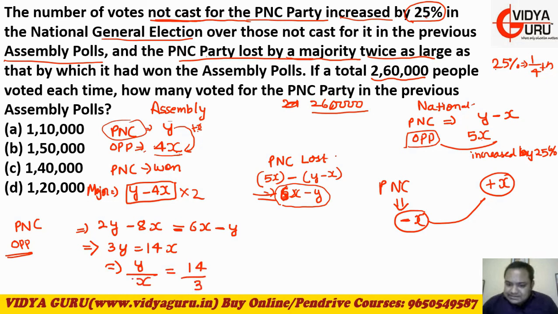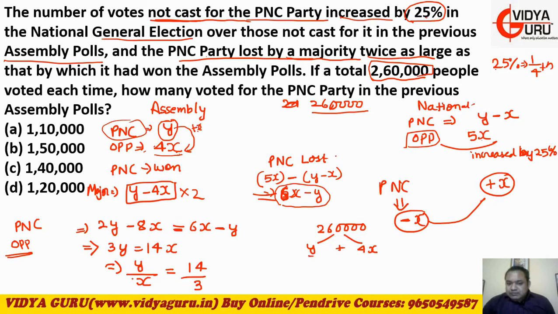Now here lies the beauty of this approach. Consider first election. In first election, this party has got y votes, the other party had got 4x votes. Total number of votes is 2,60,000, so 2,60,000 must be equal to y plus 4x. Here we have found out the value of y by x.